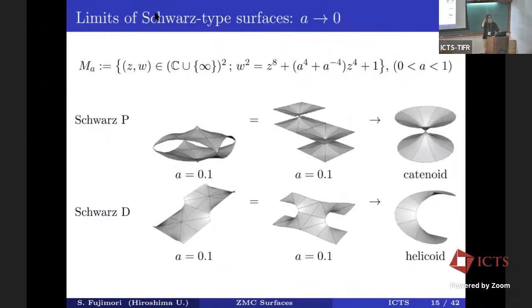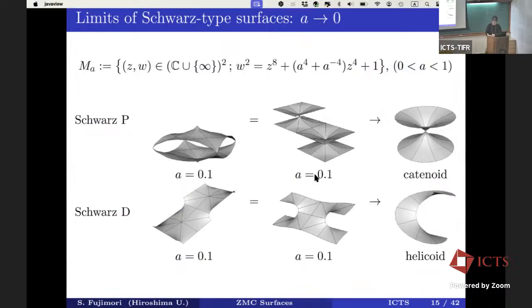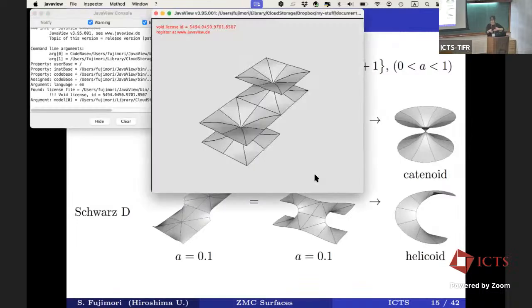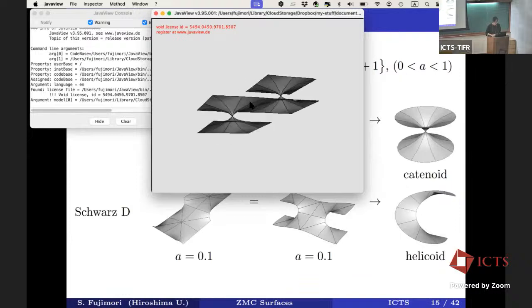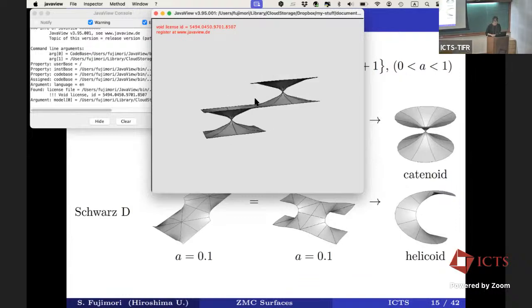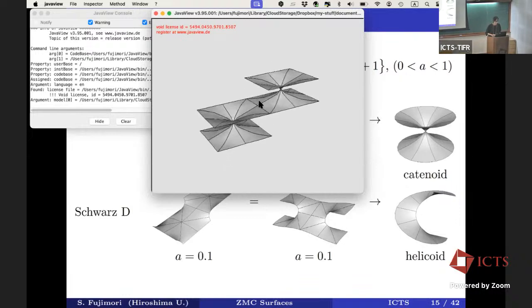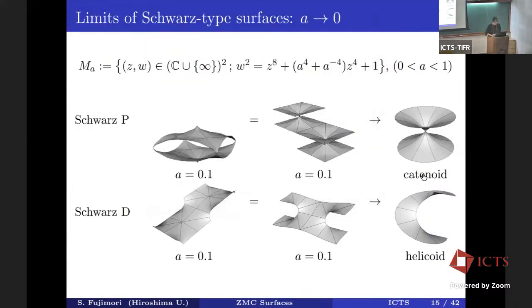And now consider the limit. Again, the Schwarz P case: this surface is exactly the same as this surface, but after a suitable translation. So this is A equals 0.1. And as a limit, we have the catenoid, the maximal catenoid.